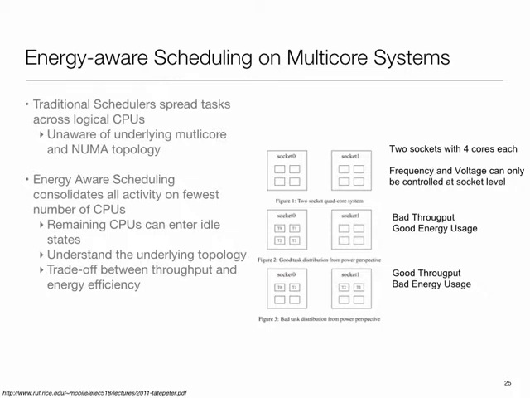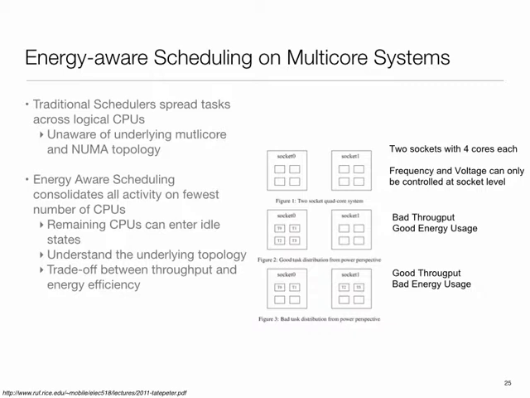So, energy aware scheduling on multi-core systems is a topic which people are exploring effectively. A lot of it is still heuristics, gut feeling driven, those kinds of things. There are limitations also. For example, let's say I have this kind of system, 2 sockets, each with 4 cores. Frequency and voltage can only be controlled at the socket level. So I could shut down an entire socket and then consolidate everything on socket 1.